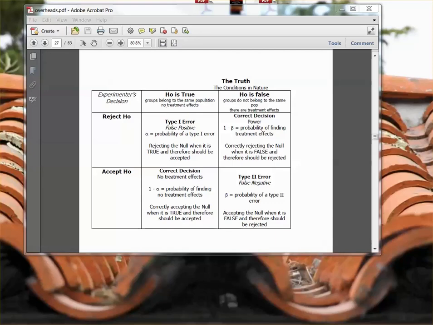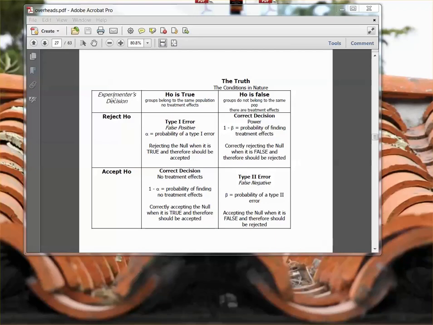The other possibility is that the null hypothesis is false, meaning the groups don't belong to the same population. Whatever you did to the independent variable caused a change in the dependent variable, or you could have some sort of confounding variable, but the groups are unequal now; they're not the same. There are some treatment effects. That's what exists in nature, and as a researcher we're trying to discover this truth, whatever it is, the null hypothesis being true or false, and we're testing the null hypothesis.